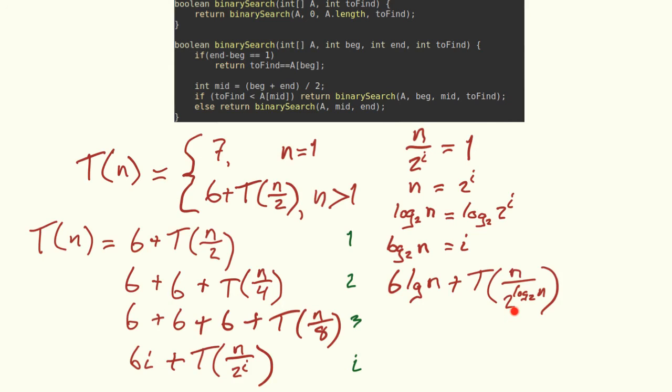Now, hopefully you also remember from your logarithms that when you've got 2 to the log base 2 of something, that just becomes that one thing. So this all is equivalent to n, and so we've got n over n there. So this all breaks down to be 6 log n plus n over n is 1, so t of 1, which we know is 7, from back over here. And that's, of course, what we were hoping to get, because this is in big O of log n.